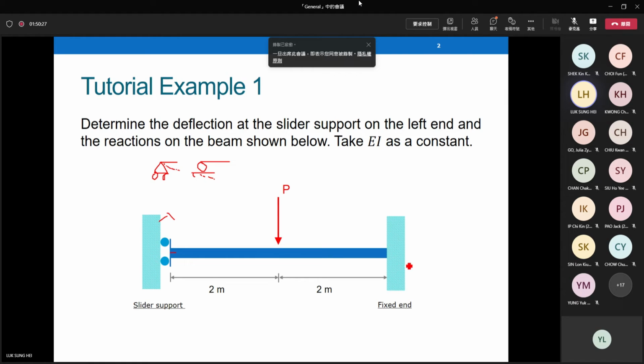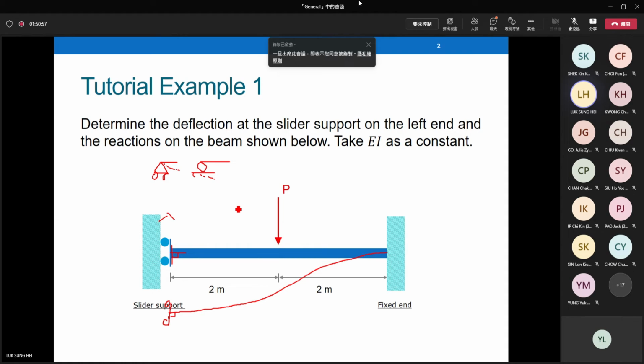So when this structure deforms, it will deform in a manner something like this. The angle remains 90 degrees after bending. Before bending, 90 degrees, after bending, 90 degrees. This is the one difference between slider and normal roller support.